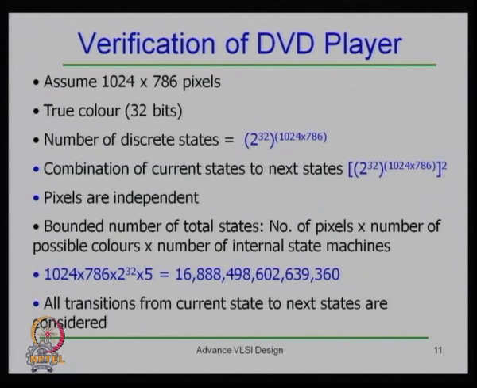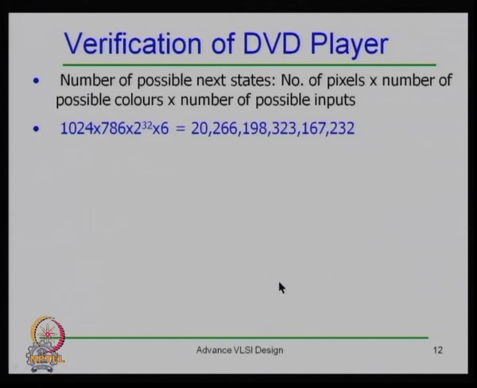If you assume the independence of the pixels, the total number of states would be equal to the number of pixels times the number of possible colors for a pixel, and then the number of internal states. So, 1024 × 786, the total number of pixels, one pixel is encoded in terms of 2 raised to the power 32 states, and then there are 5 internal states. These are the total number of states you can have. Now, if you press one button, it can go to another state. So the total number of state transitions would be equal to the number of pixels times the number of possible colors times the number of possible inputs that you may get.